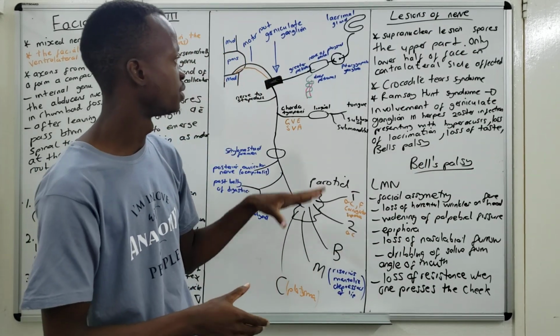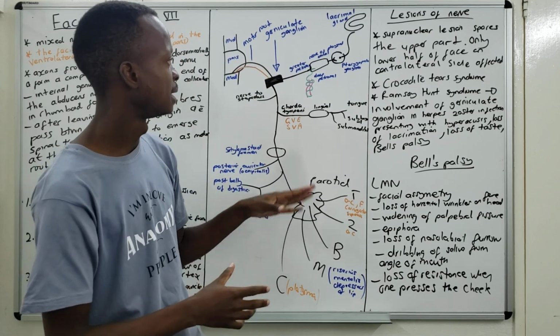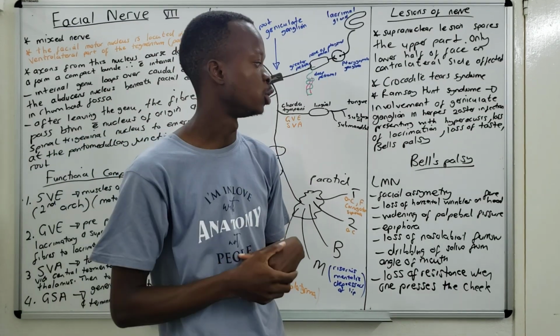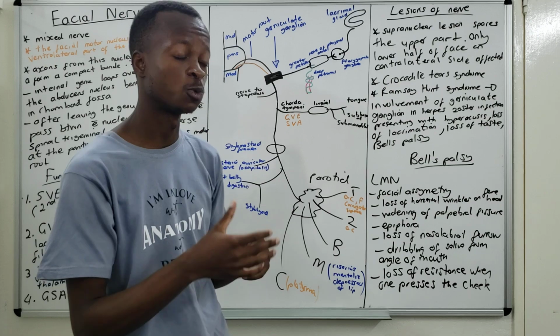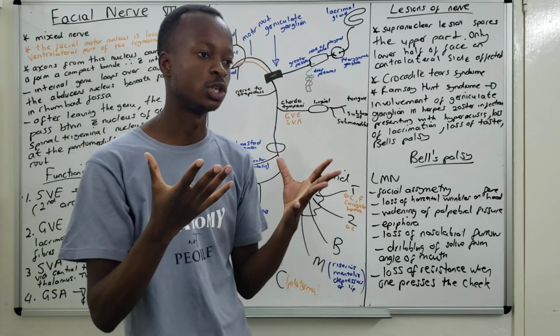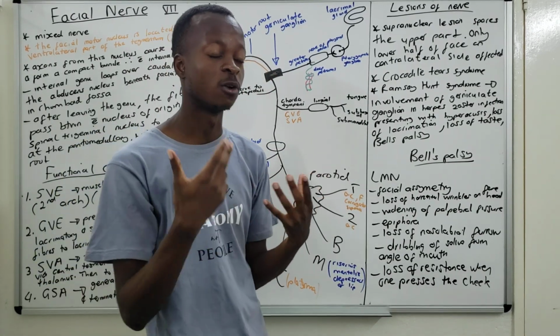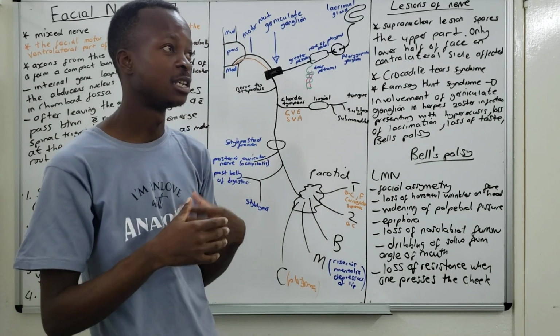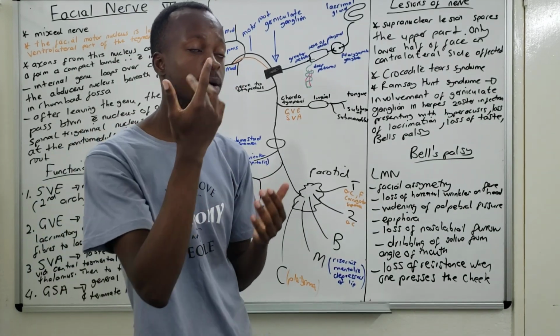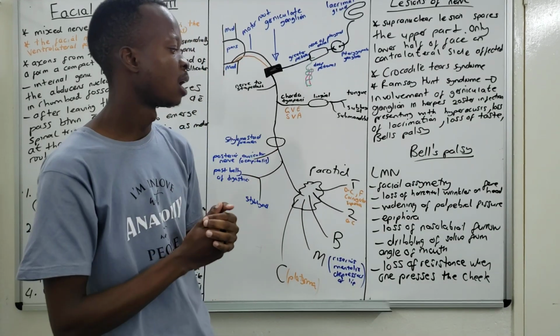Bell's palsy is a lower motor neuron lesion of your facial nerve and presents with facial asymmetry. There is loss of the horizontal wrinkles on your forehead. There is widening of the palpebral fissure because there is weakening of the orbicularis oculi, and that same weakening results in epiphora, which is tears flowing on the face.